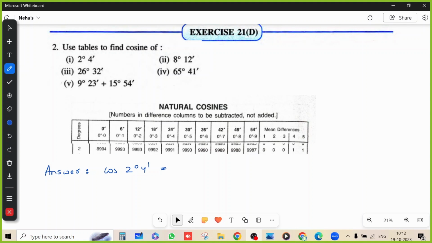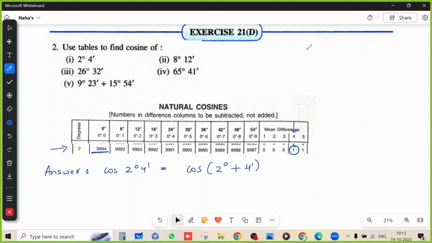Let's now begin with question number 2. First part is to find the value of cosine 2 degree 4 minutes. So we will refer to the natural cosine table now, and the row that would be referred will be 2 degrees. Here you can see we do not have 4 minute over here. We will use the value that is just lesser than 4 minute, which is 0 minute in this case, and the difference between 4 minute and 0 minute is equal to 4 minutes. So here we will refer to the value of 4. Now the value that we can use is this form, 2 degree plus 4 minutes.